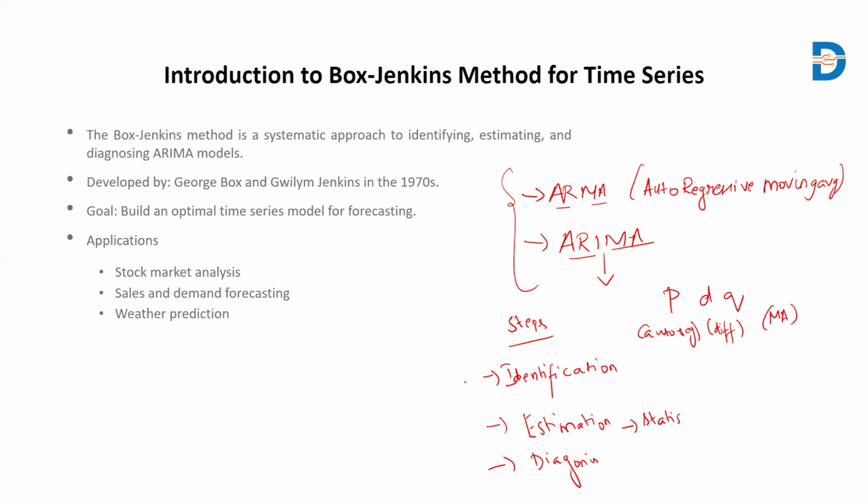So these are the few steps available in Box-Jenkins. First, identify whether the series is stationary and identify the appropriate values for it. Then by using a statistical technique, I can get my parameters estimated. Then it will check for any residuals before forecasting, whether there are any residuals or not.